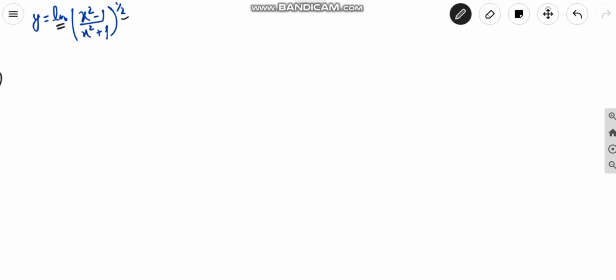So the first logic is that here is a natural log at the start, and the rule of natural log is that whenever there is a power in the function next to natural log, place the power at the start. So before starting the derivative, apply the rule of logarithm, that is, place the power at the start. So our function becomes 1 by 2 natural log of x square minus 1 over x square plus 1.